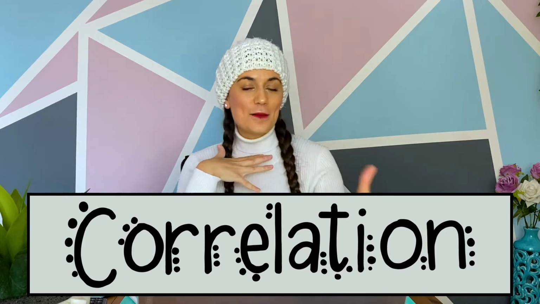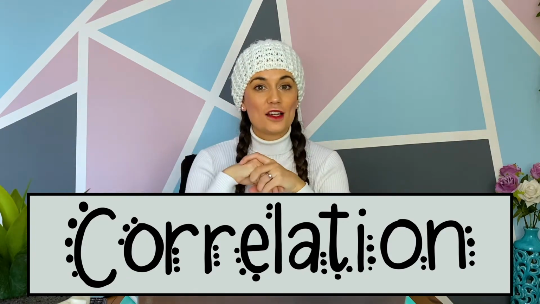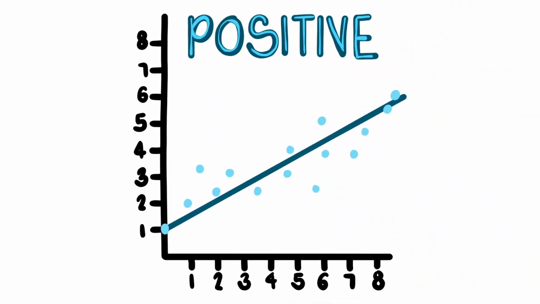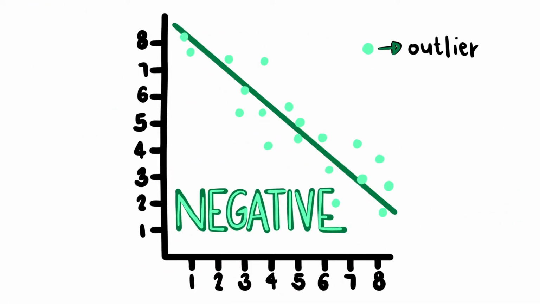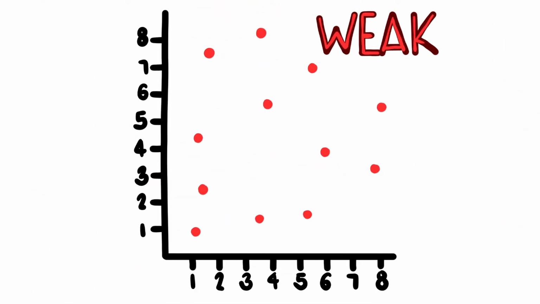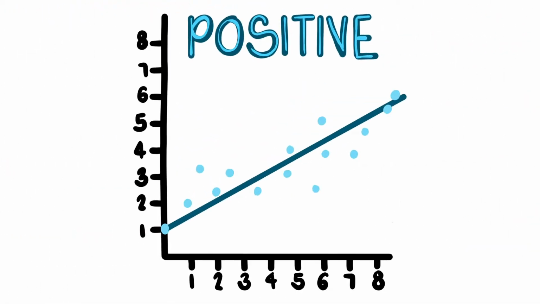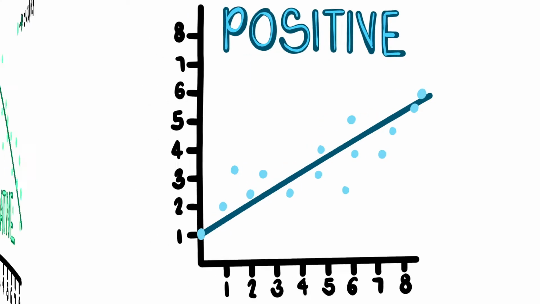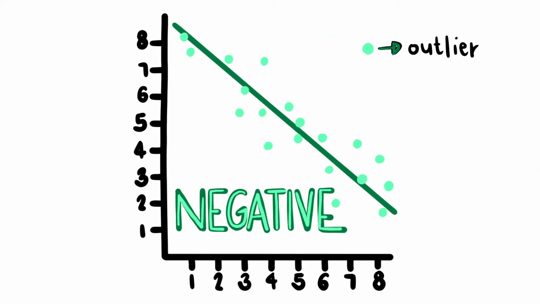And you'll see that I'm going to put some correlations on the screen. You can see what a positive correlation looks like, what a negative correlation looks like, what a strong correlation looks like, and what a weak correlation looks like. If the data points make a straight line with a high x value and a high y value, that is what creates a positive correlation. If it goes to a low y value, so it's decreasing, then it is a negative correlation.